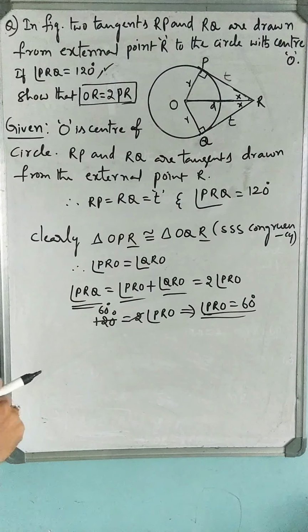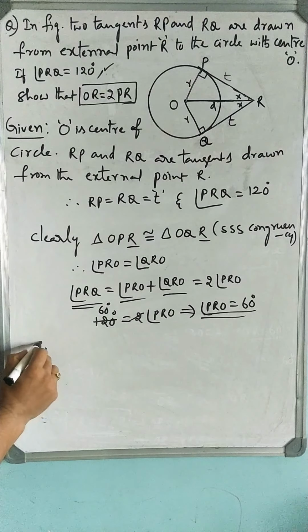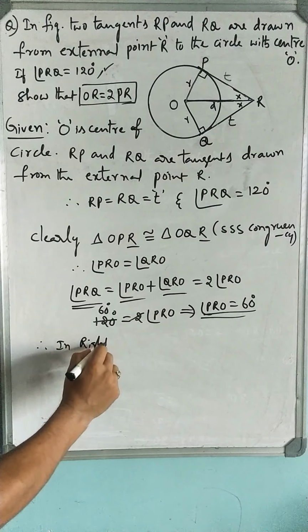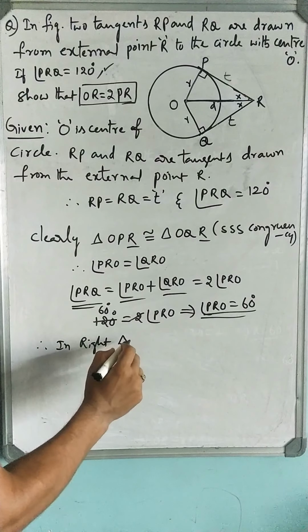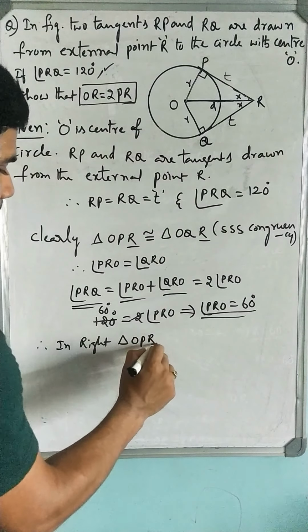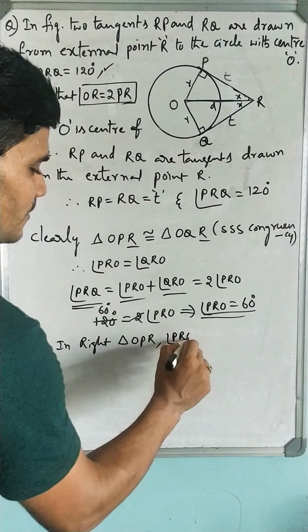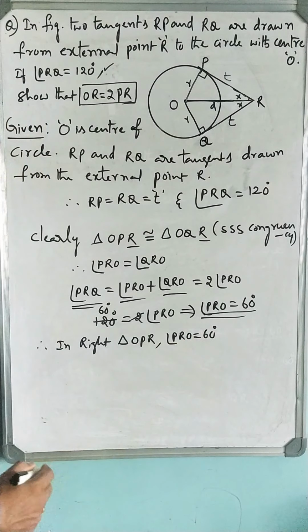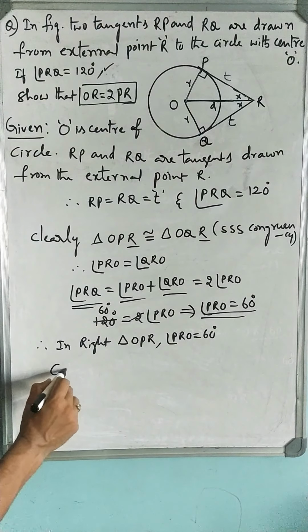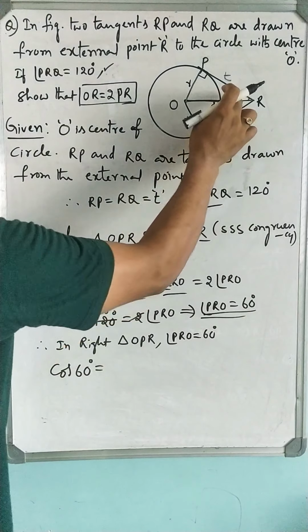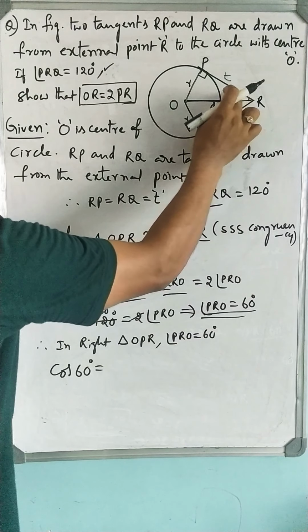You can apply trigonometric ratios. In right triangle OPR, angle PRO is equal to 60 degrees. Let us take cos 60. Cos 60 degrees is equal to, see, this is acute angle 60 degrees.